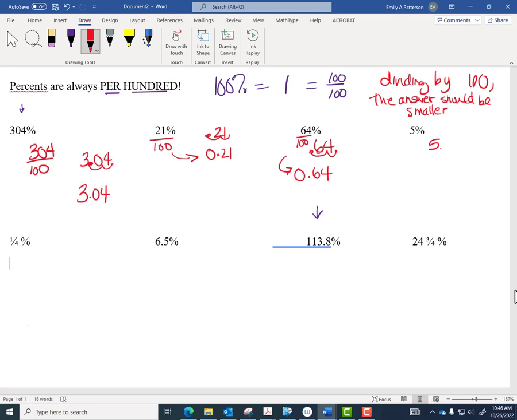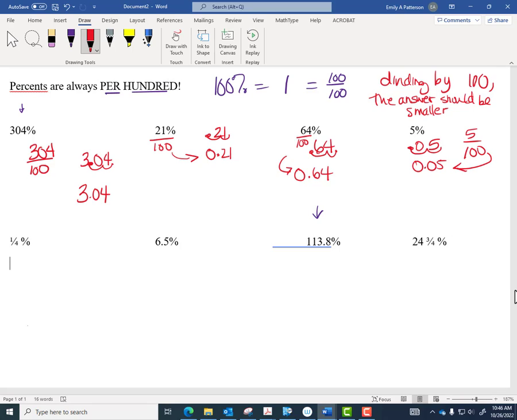5%. Don't just move it in front of the number. I have to move it 2 spaces, because when we divide by 100, it moves the decimal 2 spaces. It had 1 extra gap, so I put a 0 in there, so it's 0.05. Or taking the percent per 100, dividing it on your calculator, you'll get the same thing.